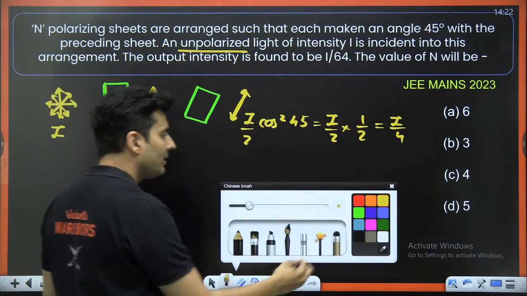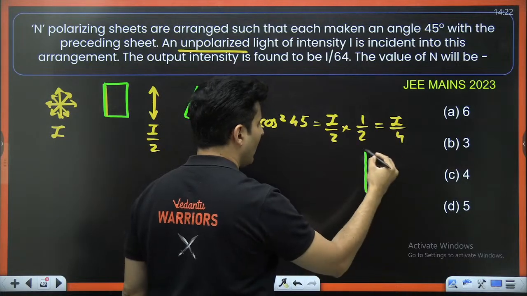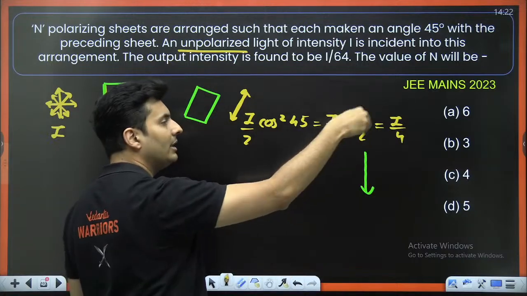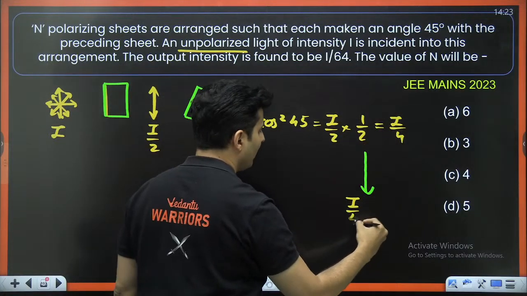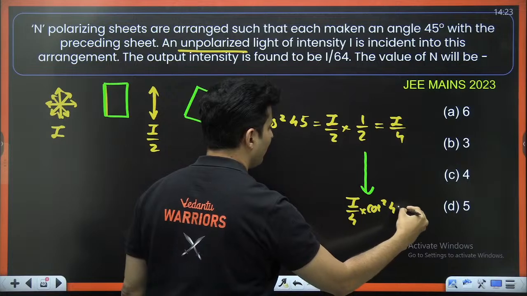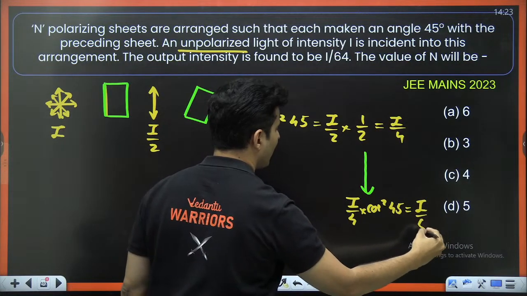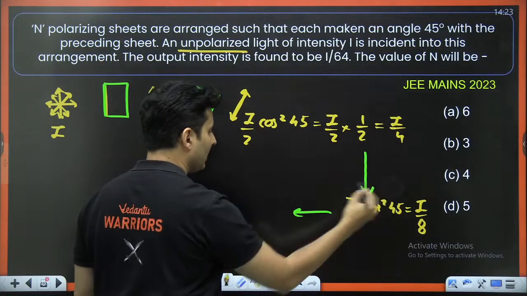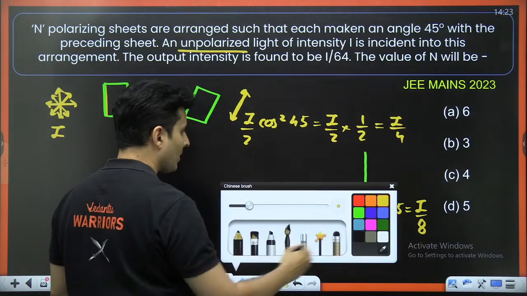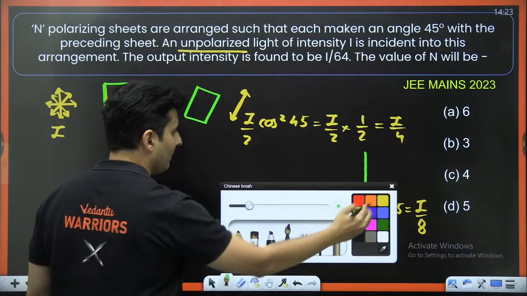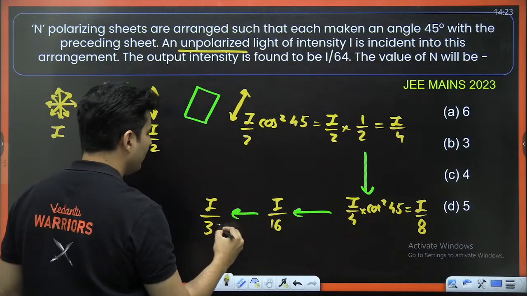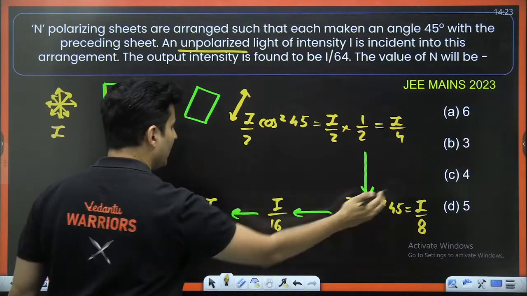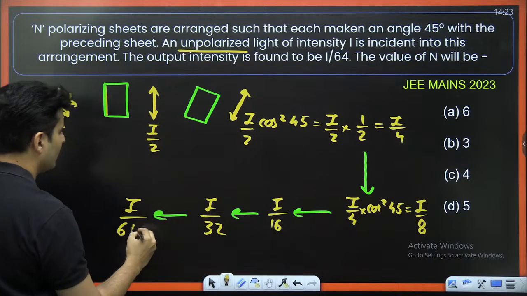Perfect. Then the next sheet will come. Again, it is at 45 degrees. So what will be the next intensity? This into cos square 45. So it will be I by 4 into cos square 45, which will make it I by 8. Then you place one more sheet over here. Then it will become I by 16. Then you place one more sheet. It will become I by 32. And lastly, you place the last sheet. And finally, it becomes I by 64.